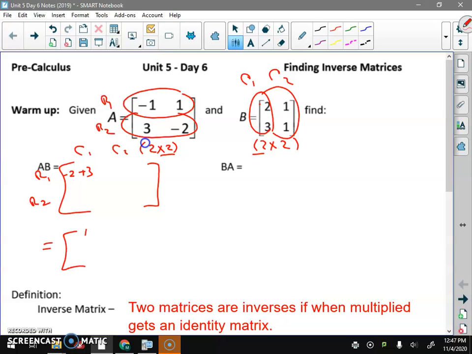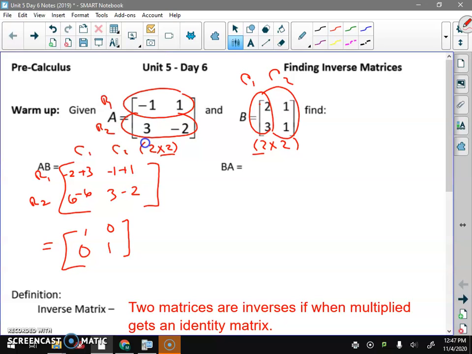Row 1, column 2: negative 1 times 1 is negative 1, plus 1 times 1 is 1, negative 1 plus 1 is 0. Row 2, column 1: 3 times 2 is 6. Negative 2 times negative 3 is negative 6. 6 minus 6 is 0. And then the last one, row 2, column 2: 3 times 1 is 3. Negative 2 times 1 is negative 2. 3 minus 2 is 1.